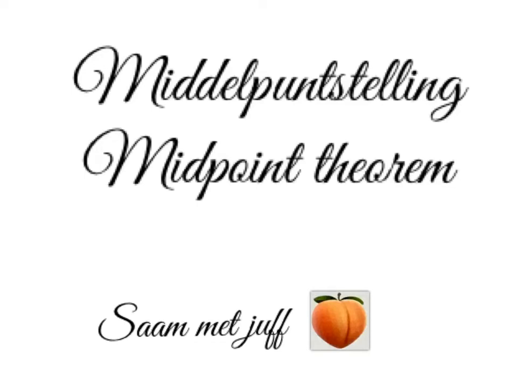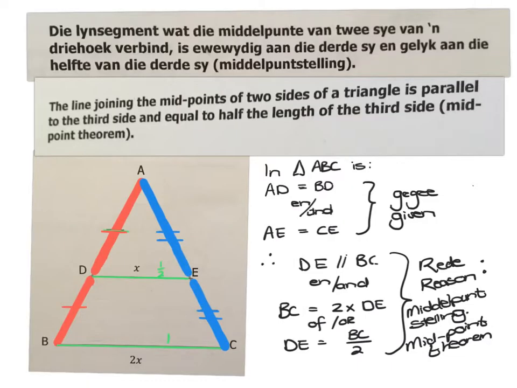Die middelpuntstelling, the midpoint theorem. Die lynsegment wat die middelpunte van twee sye van 'n driehoek verbind, met ander woorde, die lynsegment wat die middelpunt van twee lyne verbind, is ewewydig aan die derde sy en gelyk aan die helfte van die derde sy. So met ander woorde, hierdie ouetjie is die helfte van hierdie sy en hy is parallel, hy is ewewydig.